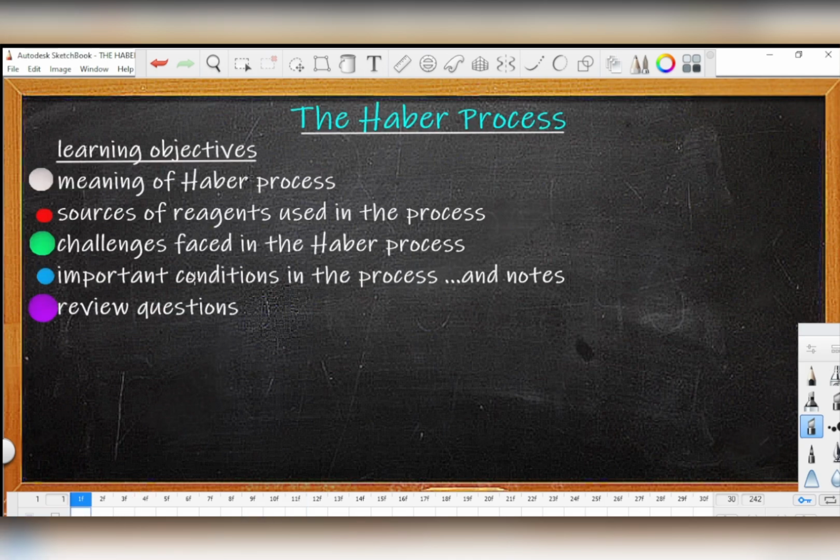So far, we have actually looked at the meaning of the Haber process. We looked at sources of the reagents, talking about nitrogen and hydrogen, where they are obtained from. We looked at the challenges faced, that it's a reversible reaction. So the ammonia, when it forms, after some time begins to reconvert back to the reactants. And the best way to take care of that is by removing the ammonia each time it is formed. Important conditions: 450 degrees Celsius, 200 atm, iron catalyst, and then we've seen review questions.